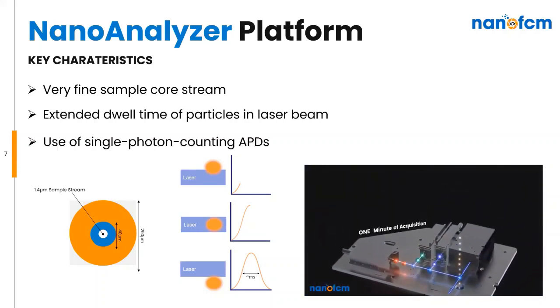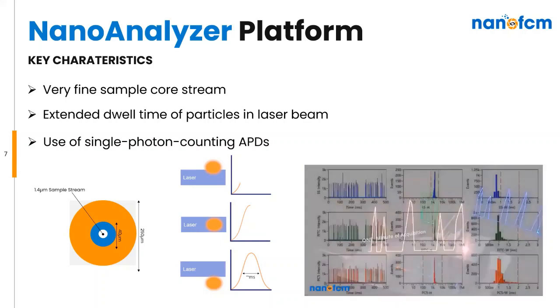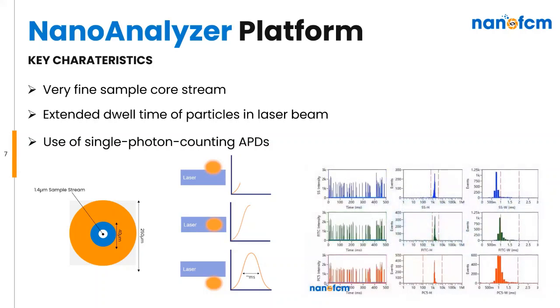And finally, the NanoAnalyzer utilizes highly sensitive single photon counting modules for side scatter and fluorescent detection. And this ensures enhanced quantum efficiency of photon detection, which just makes it ideal for EV research.